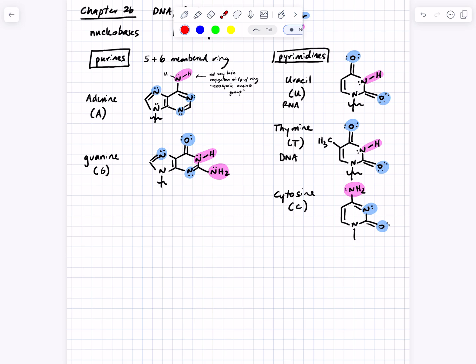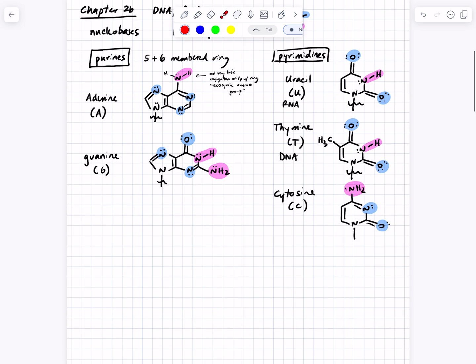Okay, you guys are familiar with Watson-Crick base pairing. You've seen that before. Can you draw it? Yeah, go ahead. A, T, G, C. Right, A and T pair together, G and C pair together. A and U also pair together, though U would only be in an RNA strand.